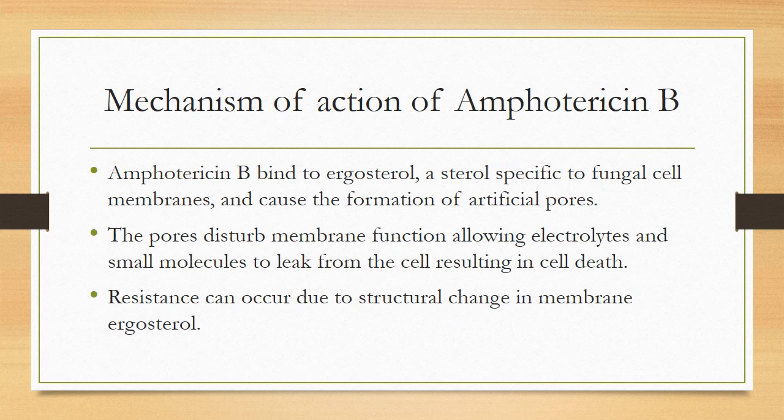Mechanism of action of amphotericin B. Amphotericin B binds to ergosterol, a sterol specific to the fungal cell membrane, and causes the formation of artificial pores. These pores disturb membrane function, allowing electrolytes and small molecules to leak from the cell, resulting in cell death. Resistance can occur due to structural changes in membrane ergosterol.